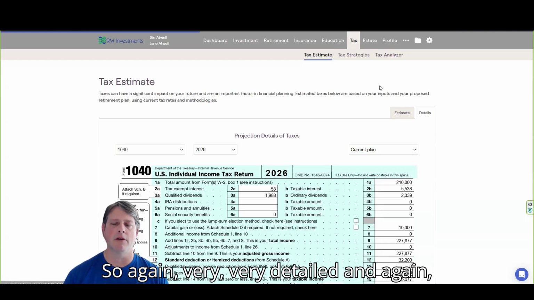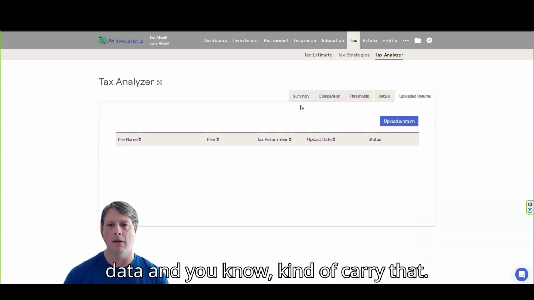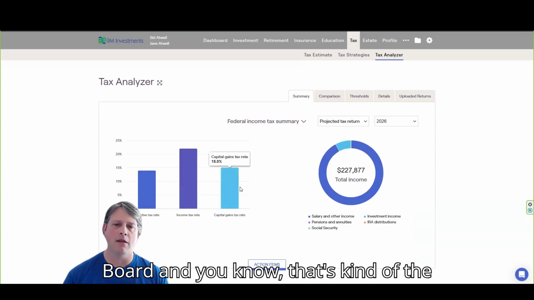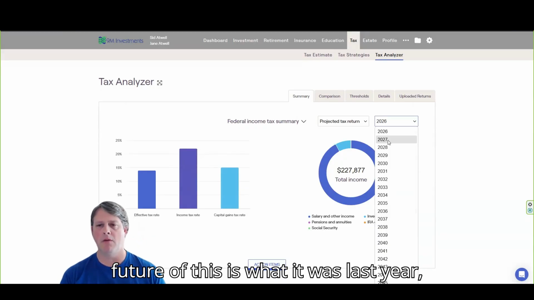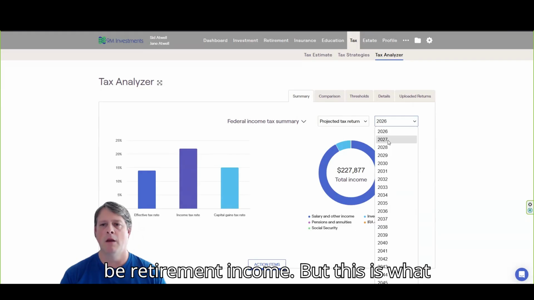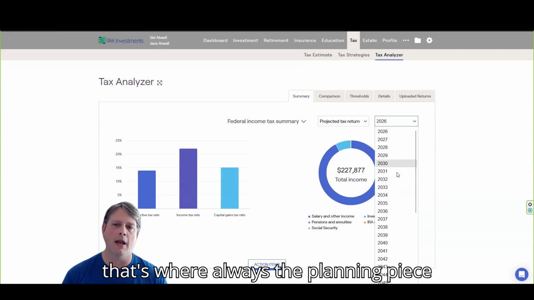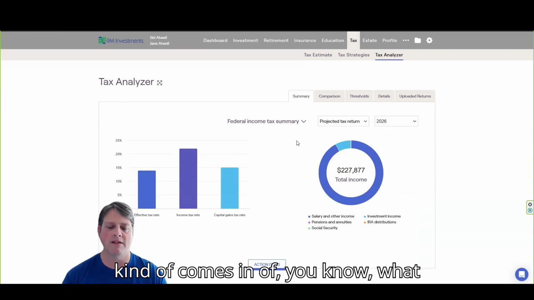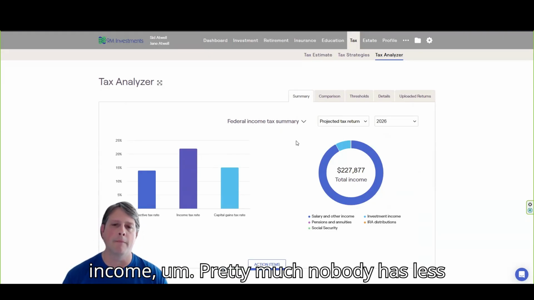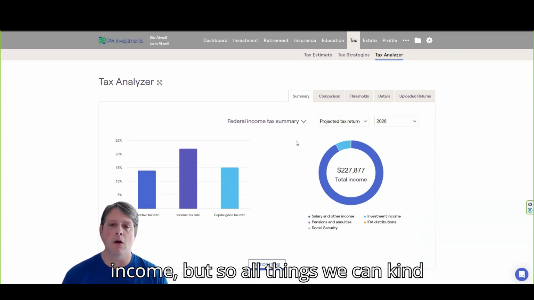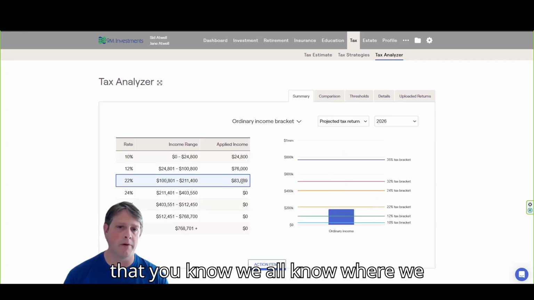And this next level here with the tax analyzer, the ability to take your actual data and carry that forward, that's the back and forth, looking into the future: this is what it was last year, whether it be W-2 or retirement income, but this is what I'm expecting for 27 or 28 or 29. And that's where the planning piece comes in: what events and changes are in your world? Do I need more income, less income? Well, pretty much nobody needs less income. But all things we can take a look at and make sure we all know where we stand, what we're producing, and what we need to do.